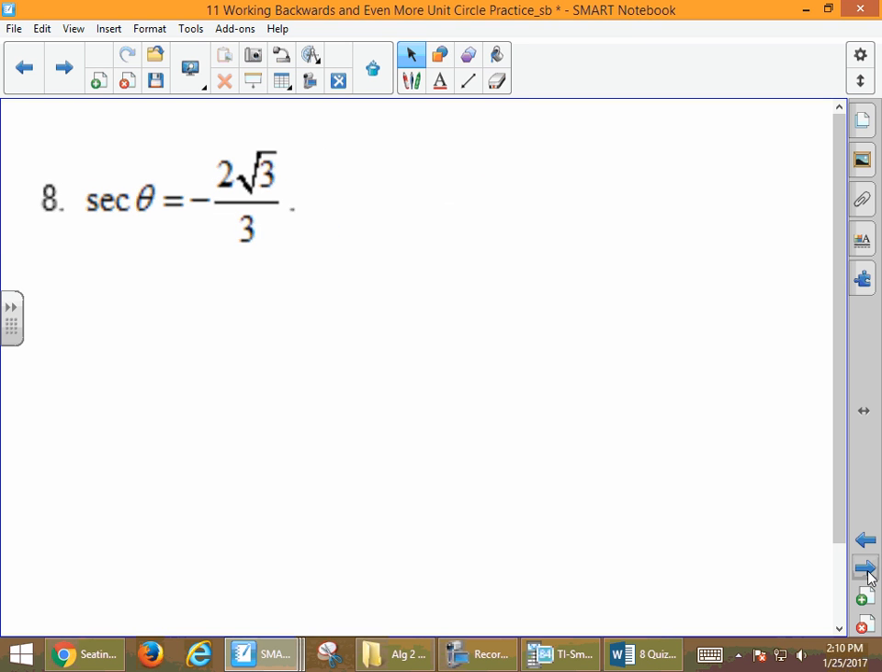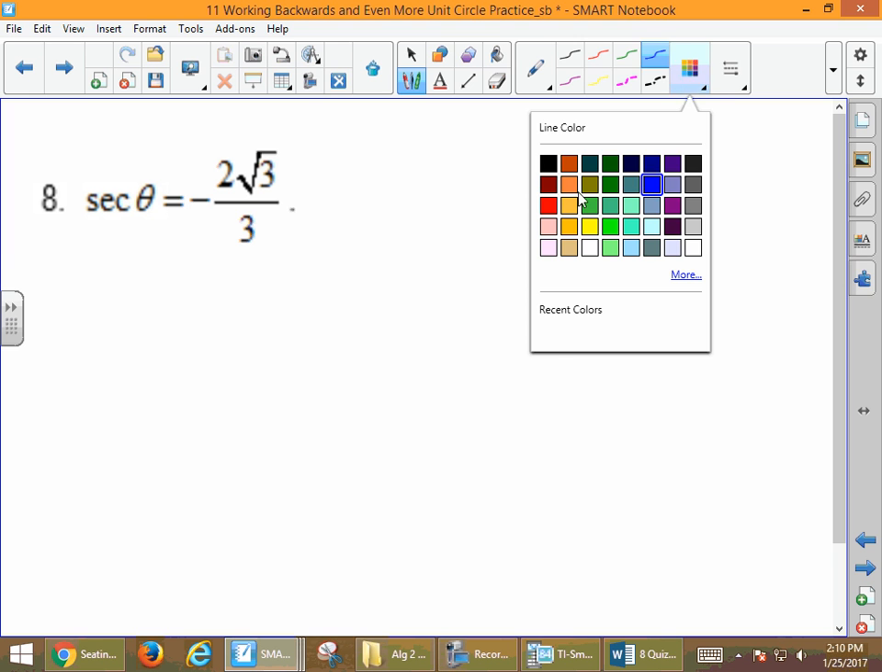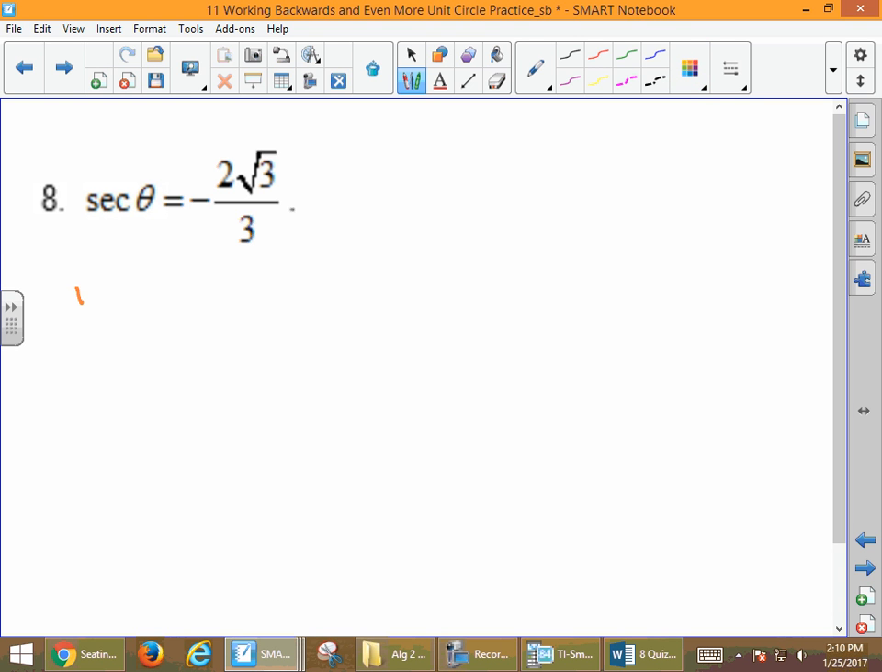I personally don't have secant and cosecant memorized. I look at it from the perspective of their reciprocal. So the reciprocal of secant is cosine. So if we take the reciprocal of this function, then it's going to be 3 divided by negative 2 radical 3.